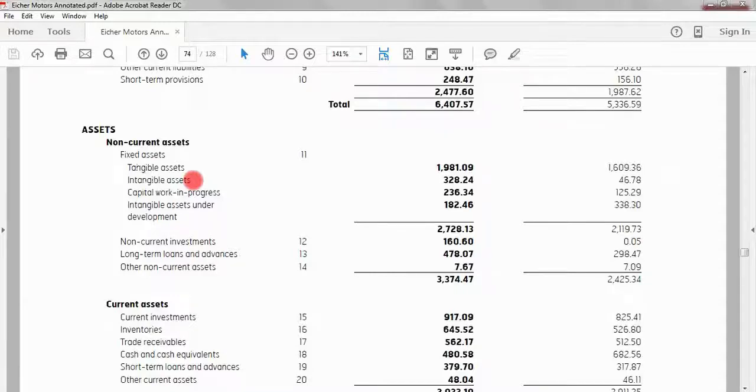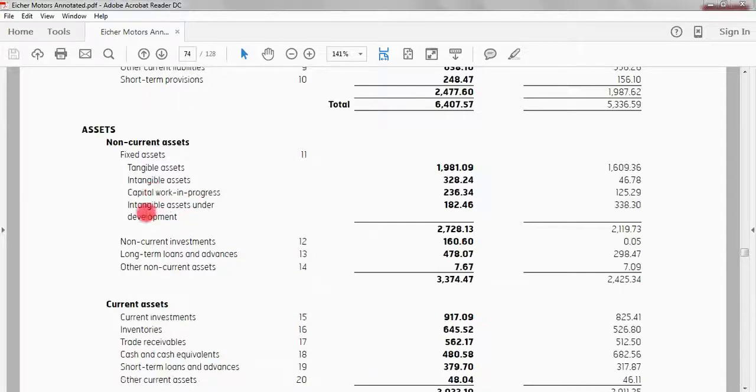Intangible is anything that cannot be seen physically. So software, patents, licenses, anything like that is clubbed under intangible assets, right? Now, we see terms like capital work in progress and intangible assets under development, then non-current investments, long-term loans and advances, other non-current assets, and then short-term loans and advances and other current assets. Rest of them are kind of self-explanatory. We're going to focus on a few of them.